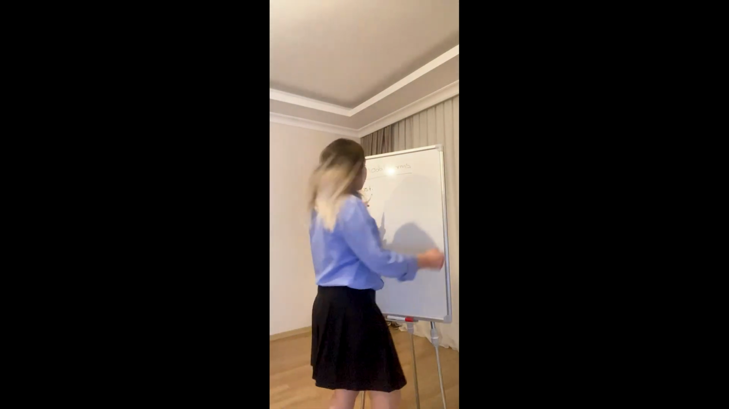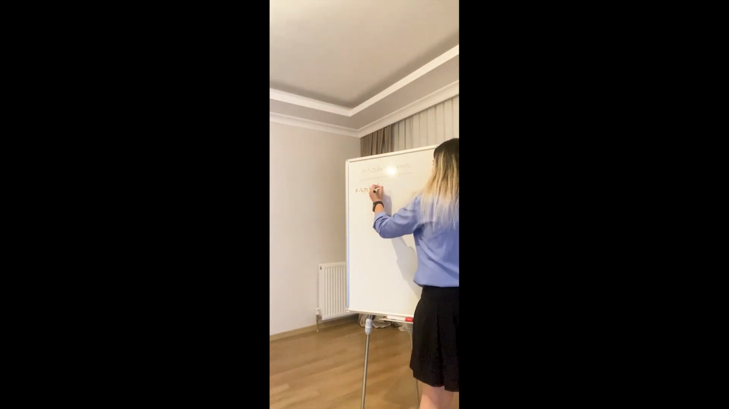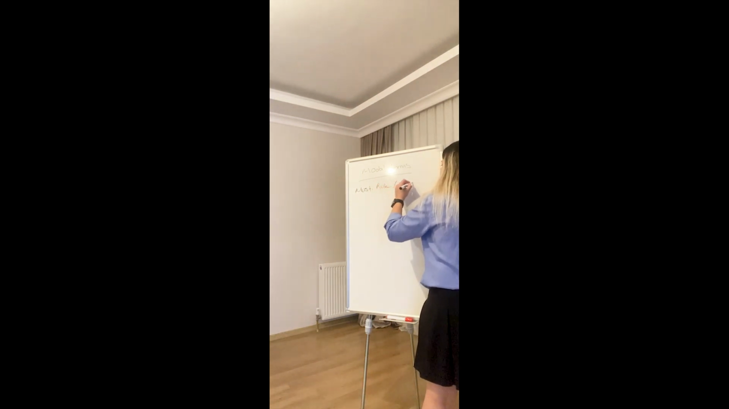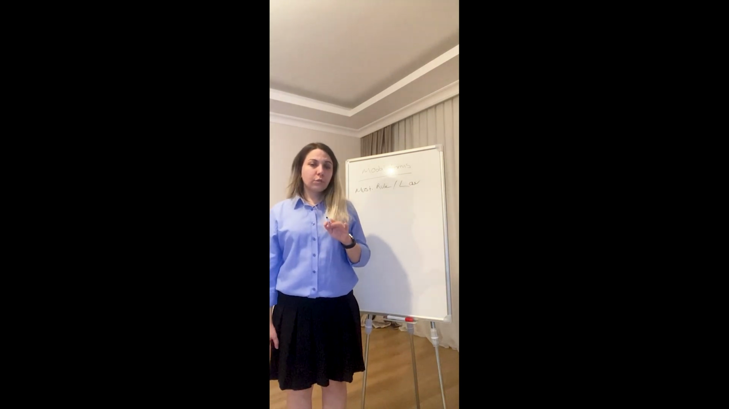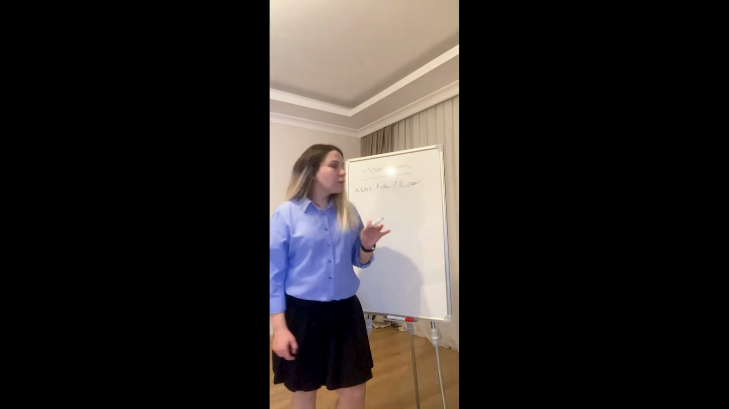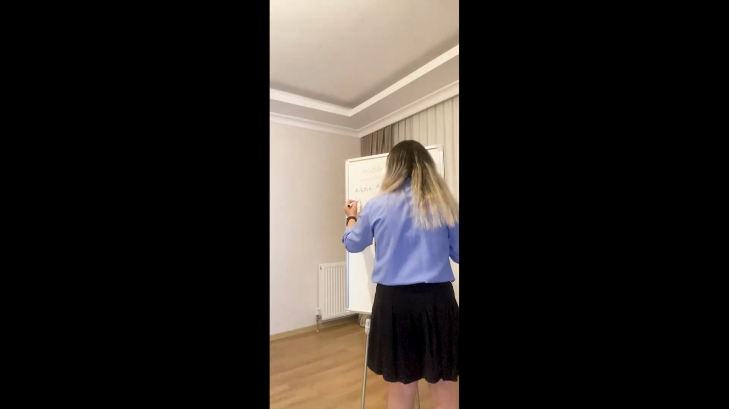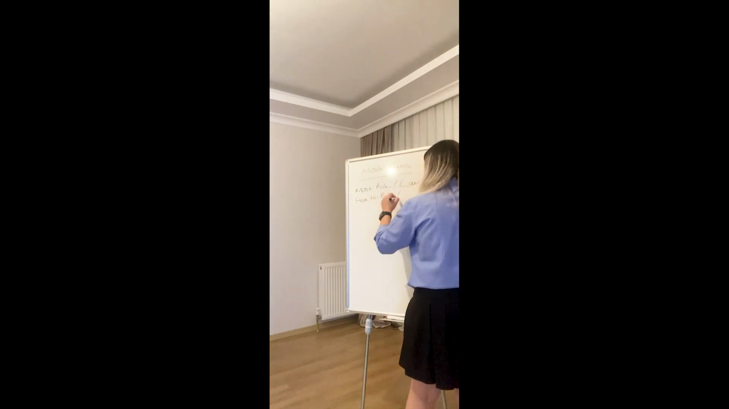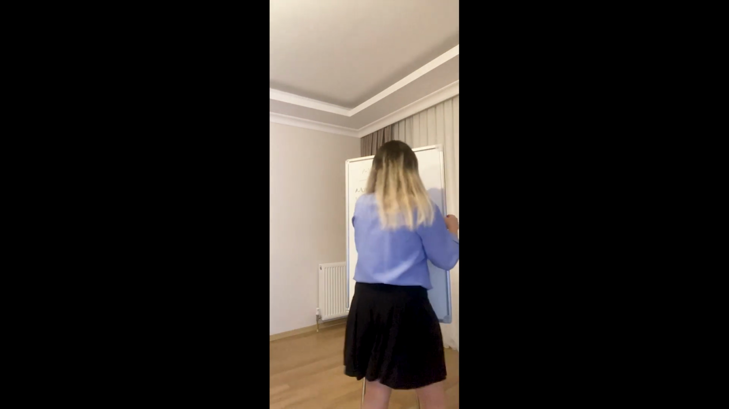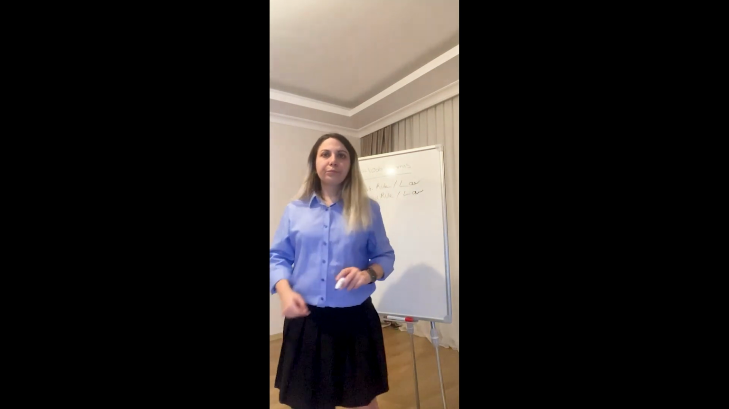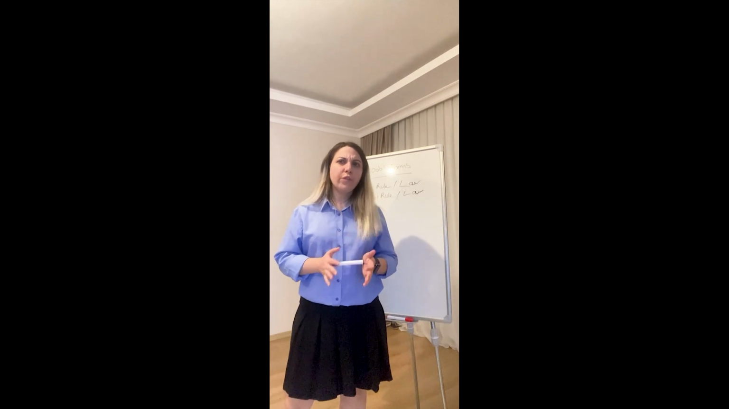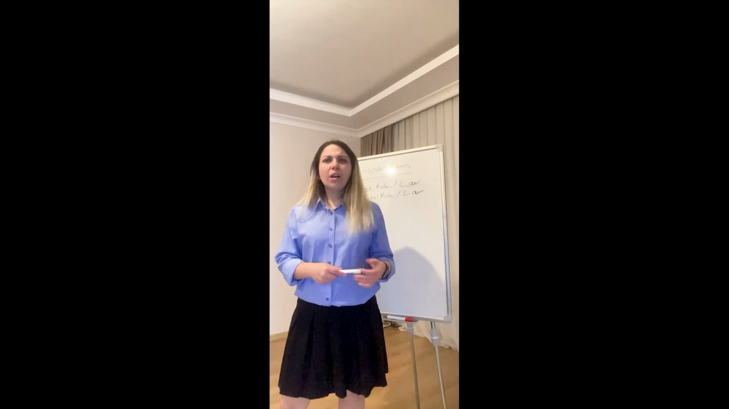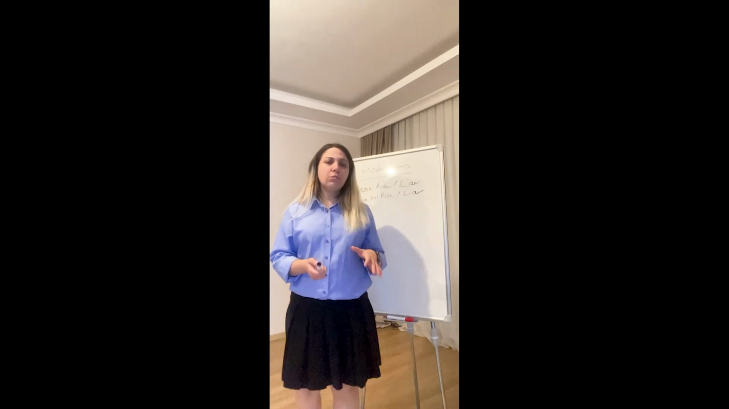Must: rule or law. Have to: rule or law. So, must and have to we both use for very strong rules or laws. I want you to think about it in your daily life.